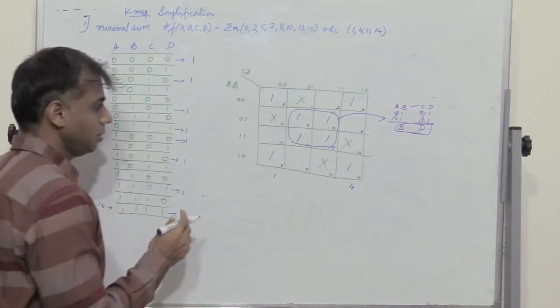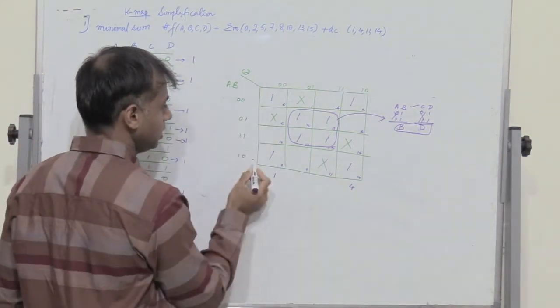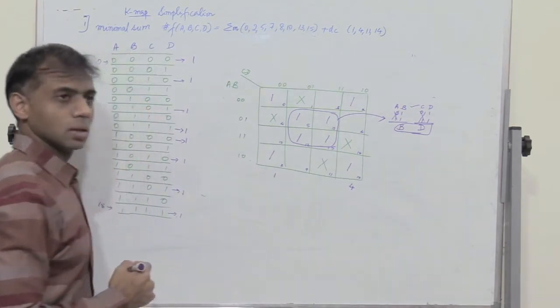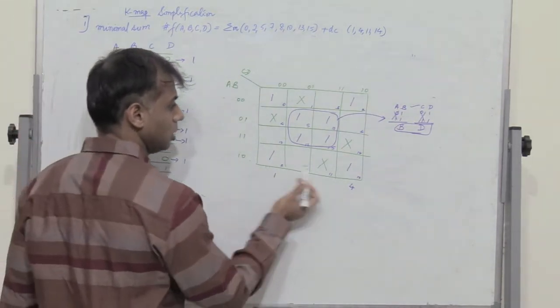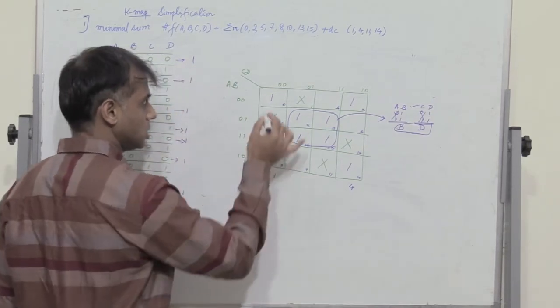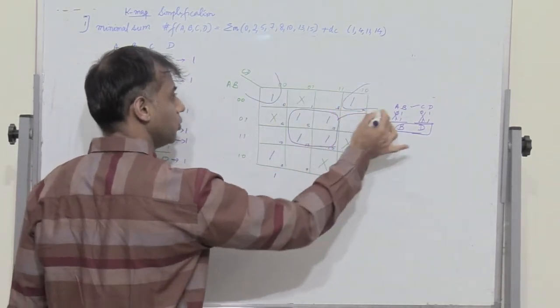Next, I've already mentioned that the first and the last row are adjacent to each other. Similarly, the first column and the fourth column are adjacent to each other. So I can combine these four ones.